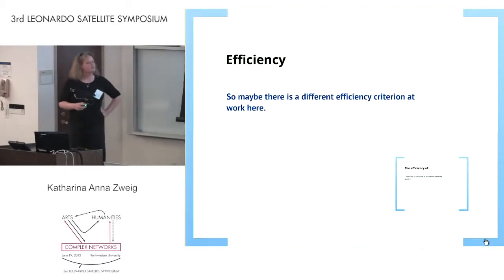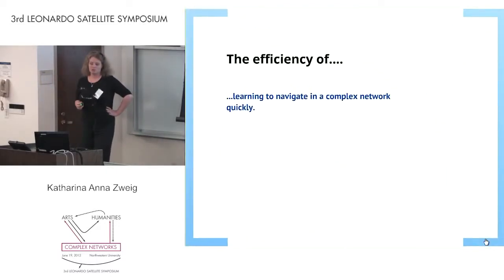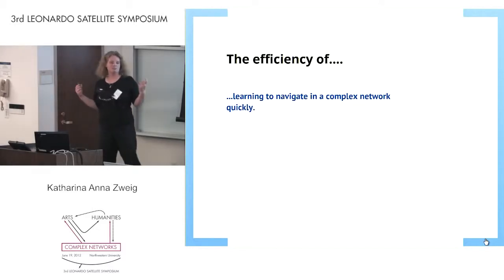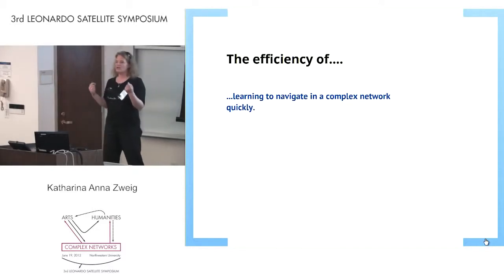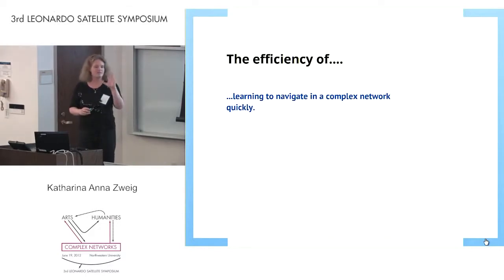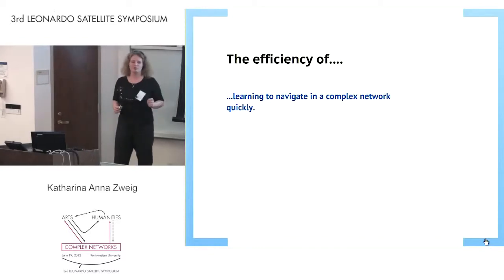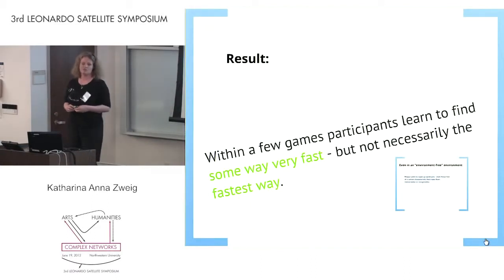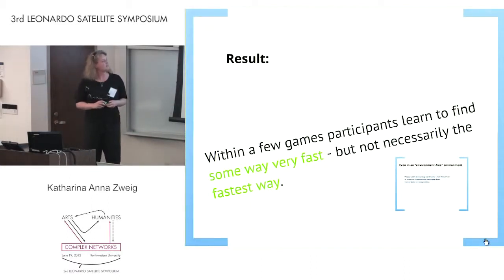So I think that there is some efficiency criterion at work here, but it's a different one. It's not about shortest path. It's about learning to navigate in this complex network very quickly. And as I said, there would be a million pairs of words. And the participants only played, let's say, 30 games. And after 30 games, they knew the network well enough to find a way very, very quickly. It's not much worse than the best one, and it might not be the best one.